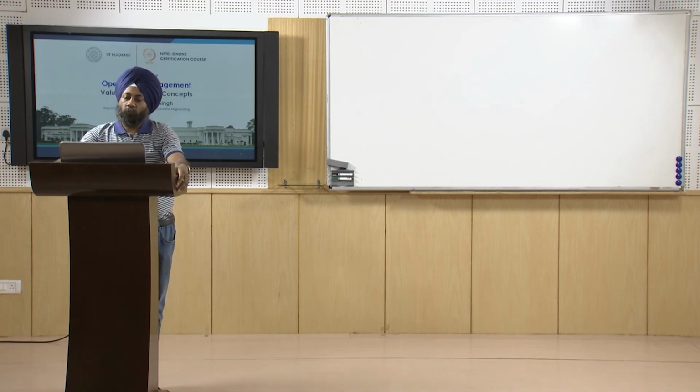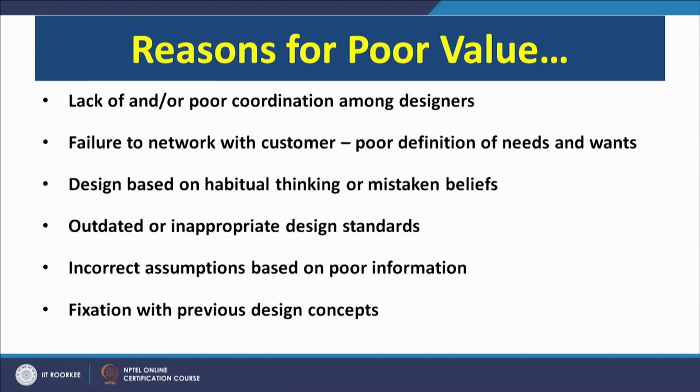Now, why are there poor values in the product? I will just read these points for you. Lack of coordination among designers, failure to network with customers, poor definition of needs and wants. Sometimes you see different products all around you and you find that this product could have been designed in a better manner, but why has it not been designed that way? These are the reasons. There is lack of coordination among designers, and then the design is based on habitual thinking or mistaken beliefs.